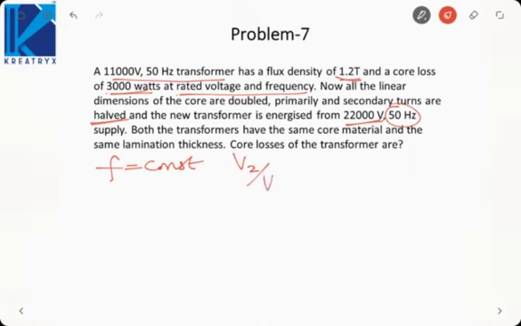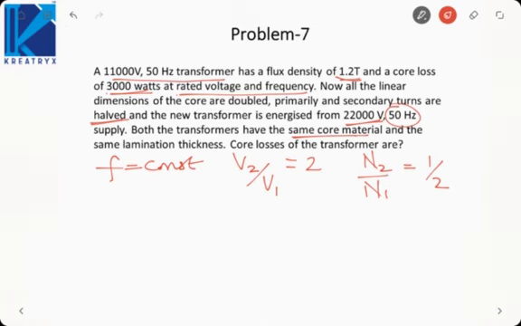And V2 by V1 is 2. Voltage has been doubled, the turns have been halved, and the dimensions have been doubled. The transformers have the same core material. Same core material implies the same hysteresis coefficient, the same Steinmetz exponent, and the same lamination thickness, that is, the same eddy current losses. Core losses of the transformer are, okay.